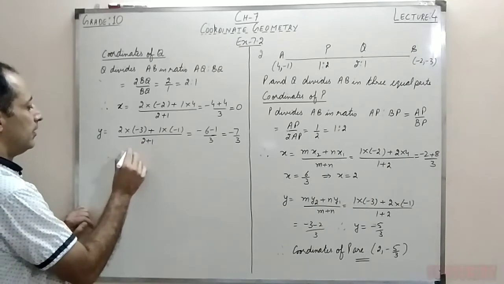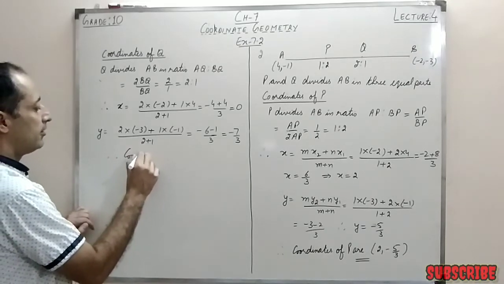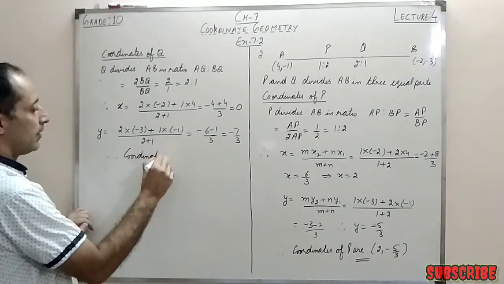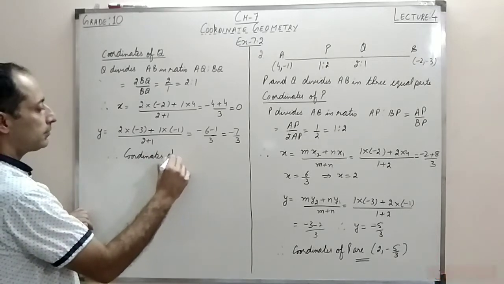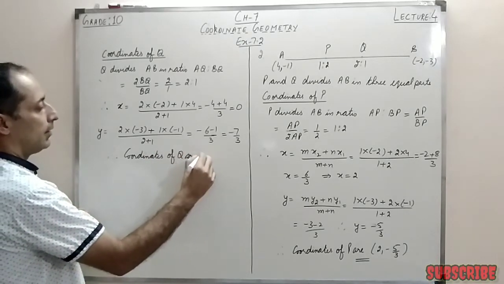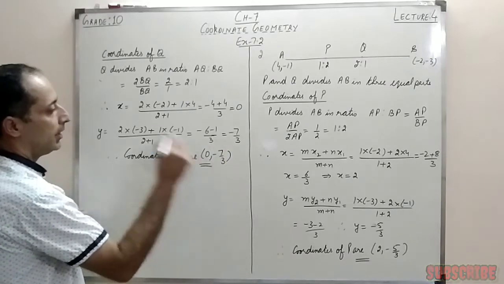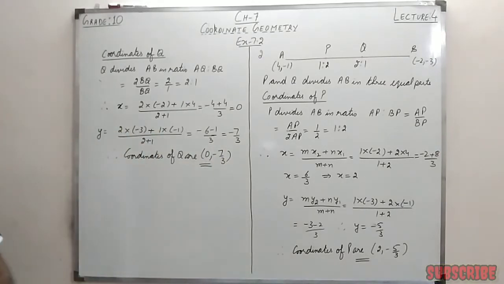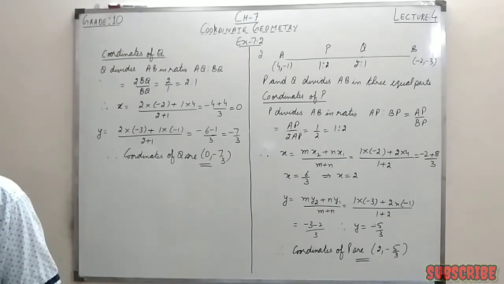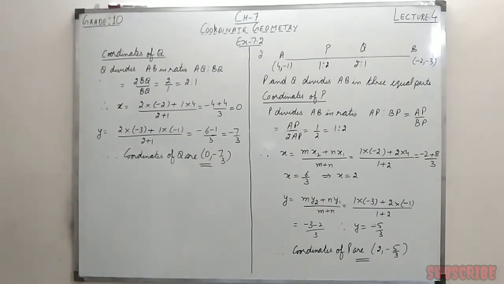Therefore, coordinates of Q are 0, -7 by 3. So this was the second question. The third question can be done by yourself. You can find the ratios and then you can find whatever they have asked. We go to the fourth question.